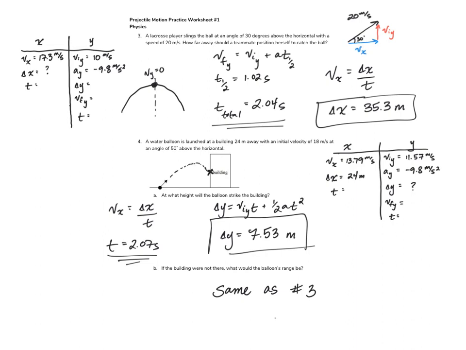All right. Now, part B is essentially the same as number 3. So if the building weren't there, you're just finding what the range of the balloon would be, okay, what the delta x is. So that's exactly like problem number 3.